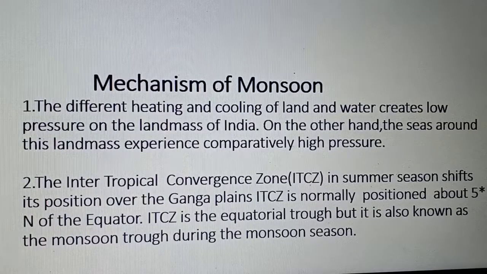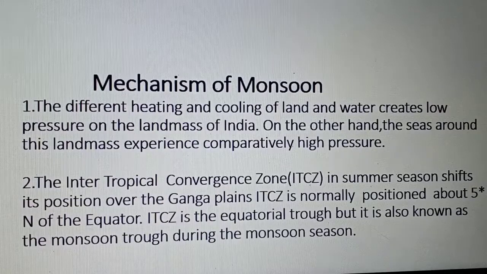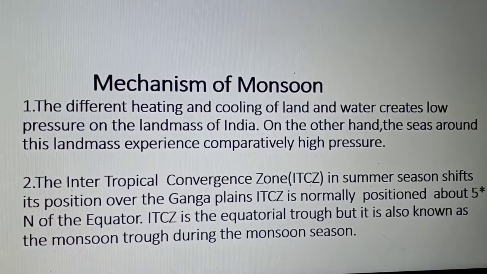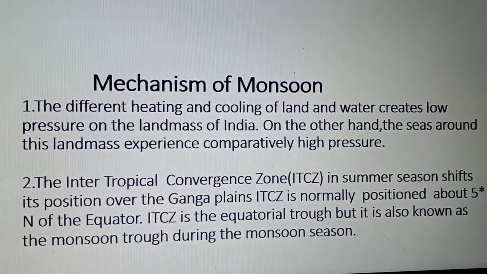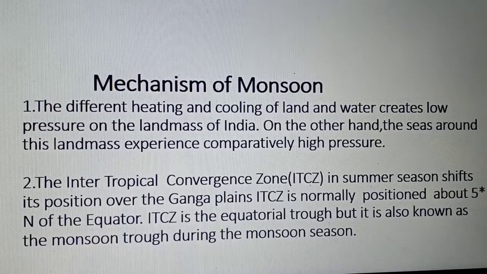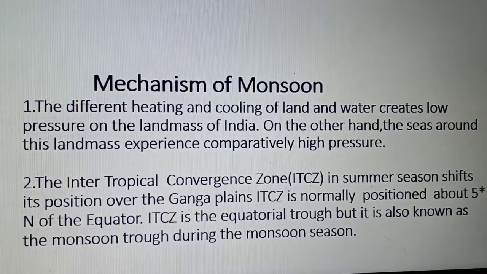So in our India, there are different methods of heating and cooling of land and water in different seasons. So the sea creates high pressure and the land creates low pressure, and the high pressure moves into the low pressure. After that we will discuss the second point, the ITCZ, meaning the intertropical convergence zone.